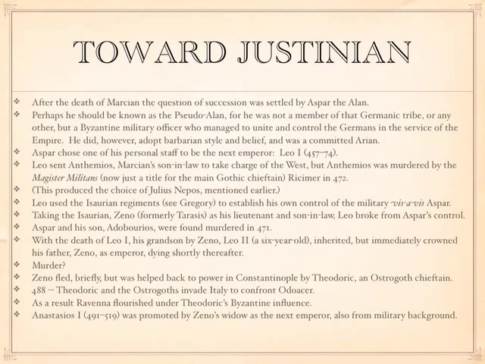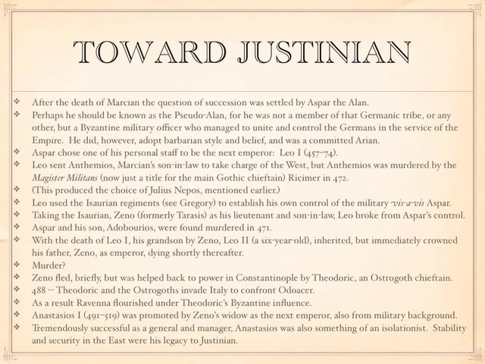Anastasios I takes over after Zeno, roughly 491 to 518. Anastasios was promoted by Zeno's widow as the next emperor. He was also from a military background, also a fellow who had risen through the ranks. Anastasios was tremendously successful as a general and as a manager of affairs, but he was also something of an isolationist. The last thing he wanted to think about was all the work it would take to sort out the problems in the West. It was enough for him to make sure that the East was stable and secure. And this, then, is the legacy he leaves to Justinian, the fascinating figure at so many levels, which will be the subject of our next lecture.